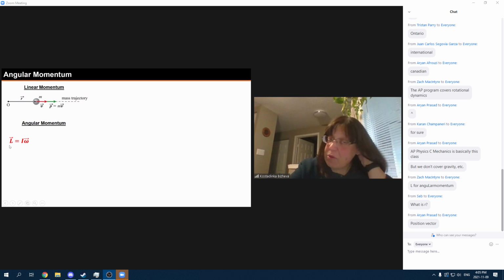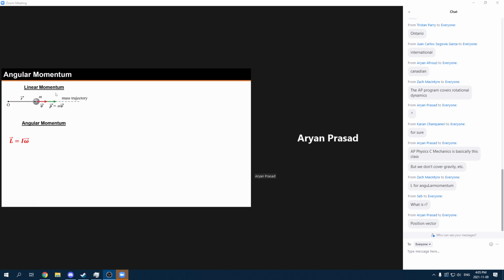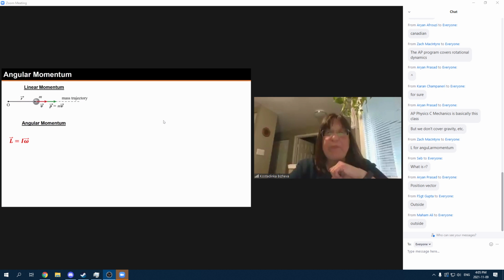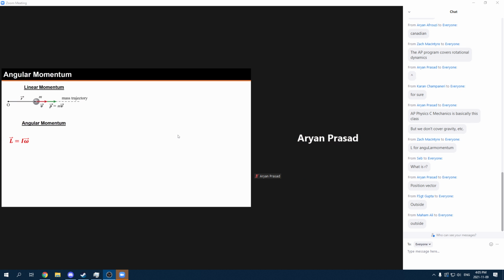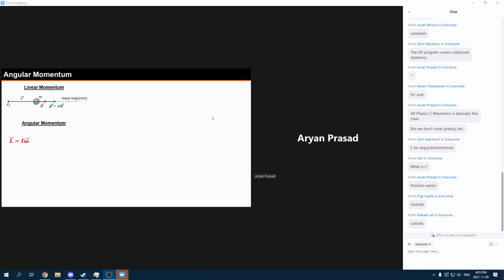Now, what can you tell me about the direction of the angular momentum vector? Is it in the plane of the rotation or is it outside the plane of the rotation? It's perpendicular to the plane. It is perpendicular to the plane of rotation. That's great. And what about the direction relative to omega? Is it in the same direction or in the opposite direction to omega? It follows the right-hand rule.